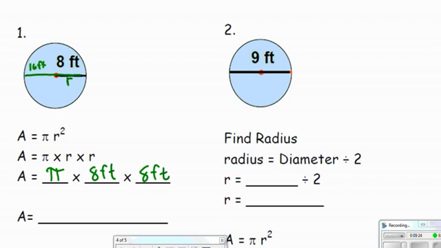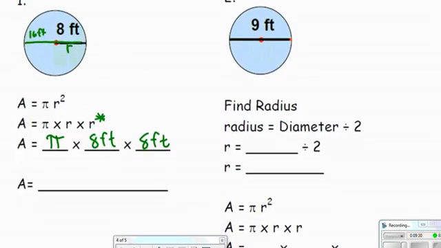Notice that we wrote the equation down. You don't have to show this step every time, but you have to show me a step every time. If you feel more comfortable writing that out, then you can. So I type into my calculator and I get 201.0619. So we're going to round that to the nearest whole. So 201 feet squared. And that's it.